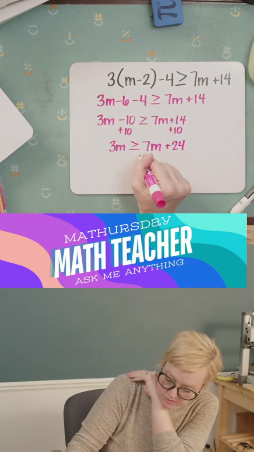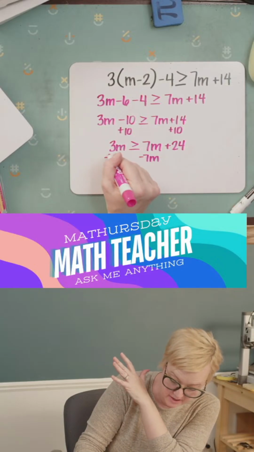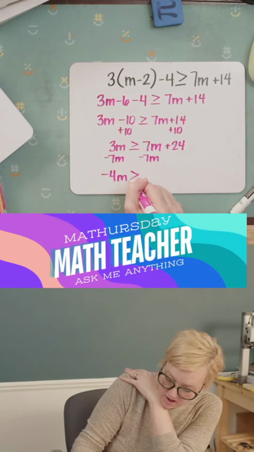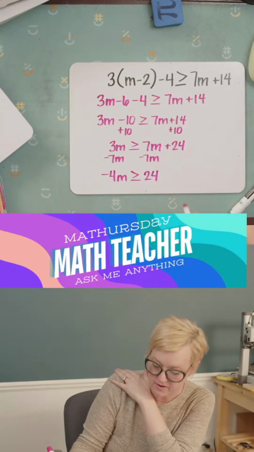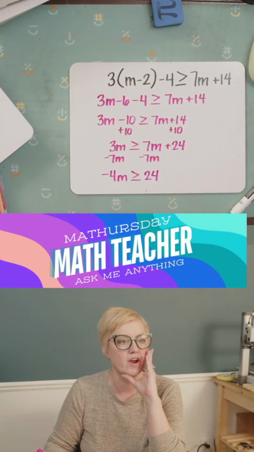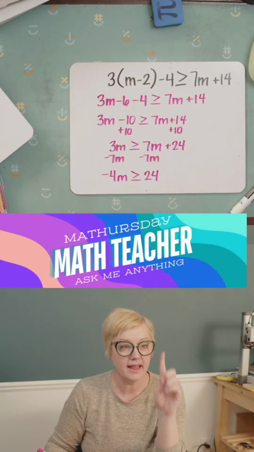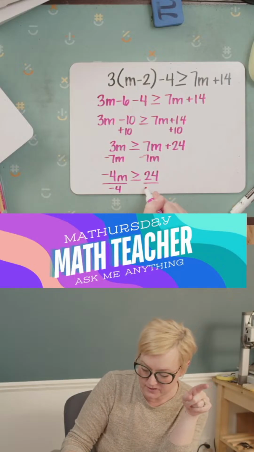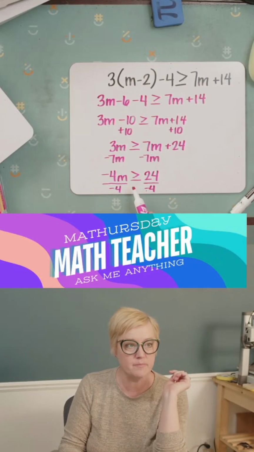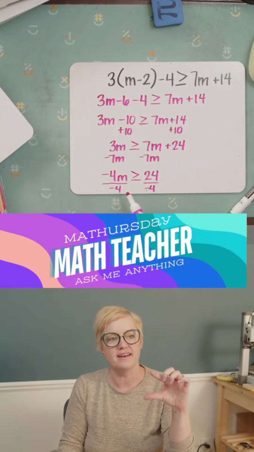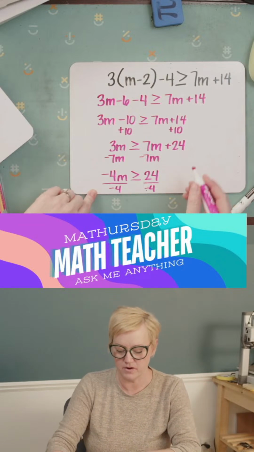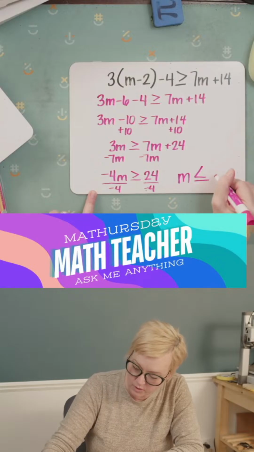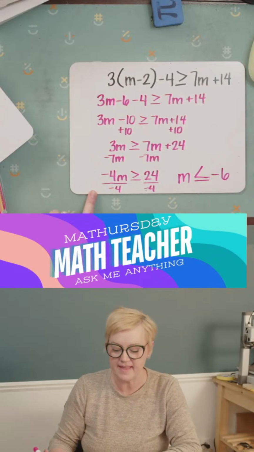Okay. Subtract 7m, because again, just like an equation, we want to make sure that all of our variables are on one side and all of the other stuff is on the other. So now I've got negative 4m is greater than or equal to 24. So my last step is I'm going to divide by negative 4. Now remember what I said, the only time you have to switch the direction of the symbol is if you multiply or divide by a negative number. So that just happened. So now I've got m is actually less than or equal to negative 6. And that's going to be my solution.